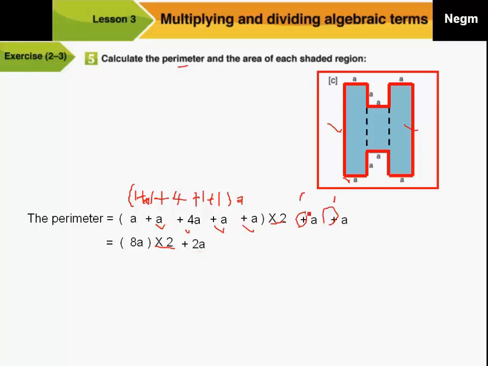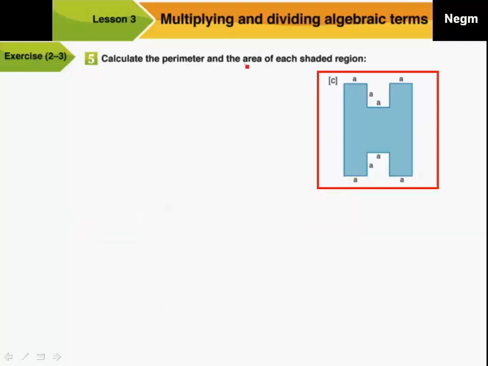For this 2, if we take a outside the two brackets, we will have here 1 plus 1. 1 plus 1 is 2. So we have plus 2a. This will equal 8 times 2 is 16a plus 2a. Taking a outside, inside we will have 16 plus 2, which is 18, 18a. The perimeter is equal to 18a. Also, we have been asked to calculate the area.